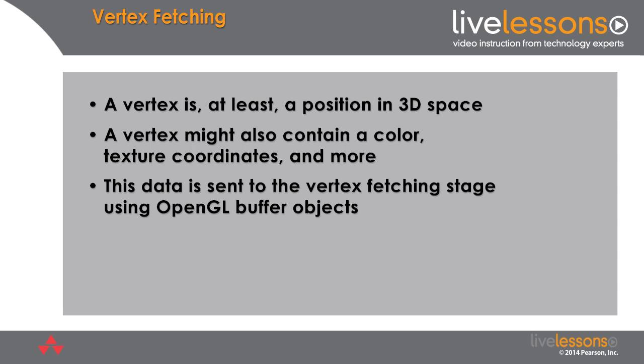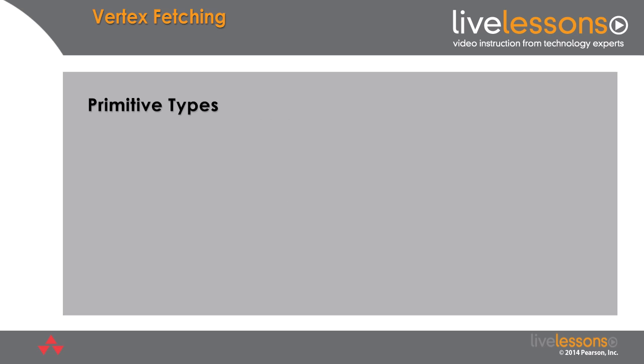This data is sent to the vertex fetching stage using OpenGL buffer objects, and the vertex fetching stage is invoked with OpenGL draw calls. When you supply vertex data to the pipeline, you must specify the topology of that data. That is to say, how those vertices should be interpreted. OpenGL supports a number of primitive data types. You've seen one already, GL points, which indicates that the data coming through the pipeline is organized as a list of individual vertices. OpenGL also supports a list of lines and triangles, where each pair or triplet of vertices constitutes a line or triangle respectively.